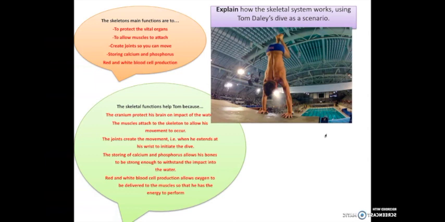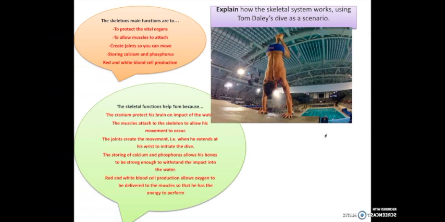Some of you might know who Tom Daley is, some of you might not. He's probably the most famous diver from Team GB in the Olympics, and he's done really well in the World Championships as well. He's really successful, really famous. So how do the skeleton functions help Tom Daley as a diver? Look at what the question's asking you. It's asking how the skeletal system works when he does his dive.